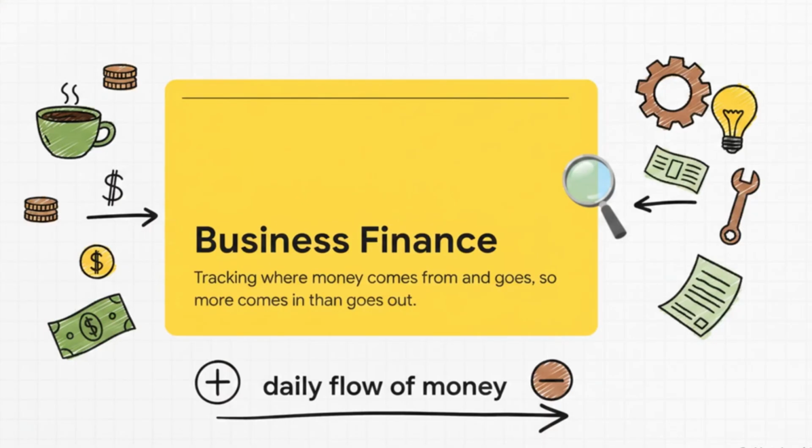Let's make this real. Imagine you've just opened your very own small coffee shop. I want you to just forget all the complicated accounting jargon for a second. Every morning, customers walk into your new shop and buy a drink. Money enters your business. But running that shop definitely isn't free, right? You've got money going out too. Business finance is quite simply the process of tracking where that money comes from and where it goes. Your one and only goal here: make absolutely sure more money is coming in than going out. It's really just about managing the daily flow of money through your cash register and your bank accounts.